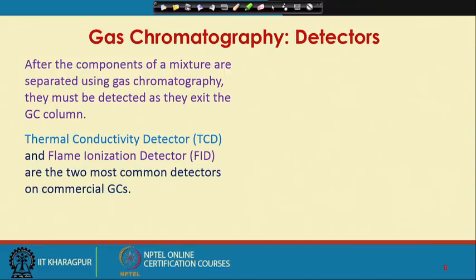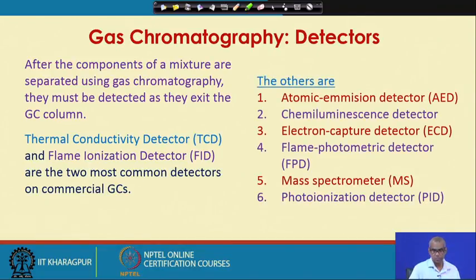Next, we talk about detectors of gas chromatography. After the components of a mixture are separated using gas chromatography, they must be detected as they exit the gas chromatography column. There are two common detectors, thermal conductivity detector and flame ionization detector, which are the two most common detectors on commercial gas chromatographs. There are other detectors as well.